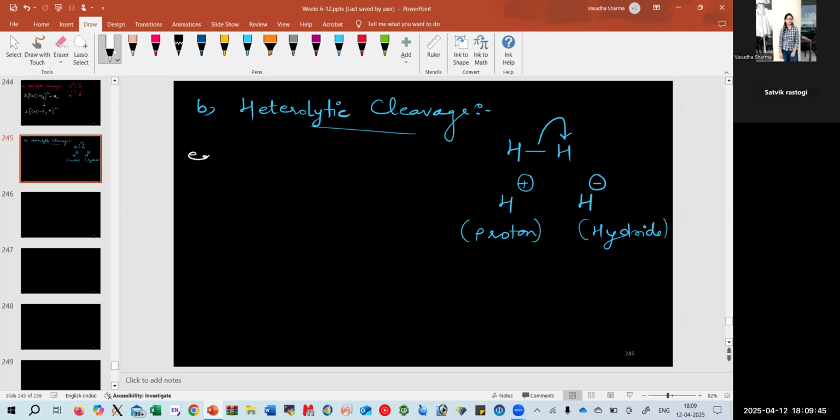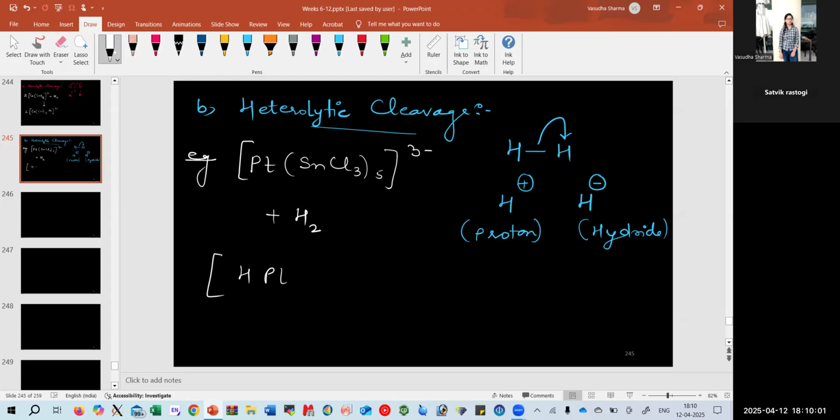Now here we have an example where we are taking the platinum SnCl3 whole 5 3 minus complex, and we are treating it with H2. What happens here? Platinum will take the hydride, forming SnCl3 whole 4 3 minus. One H plus will go out because a proton will be released, and one SnCl3 will be going out. So this is how heterolytic cleavage of hydrogen would occur.